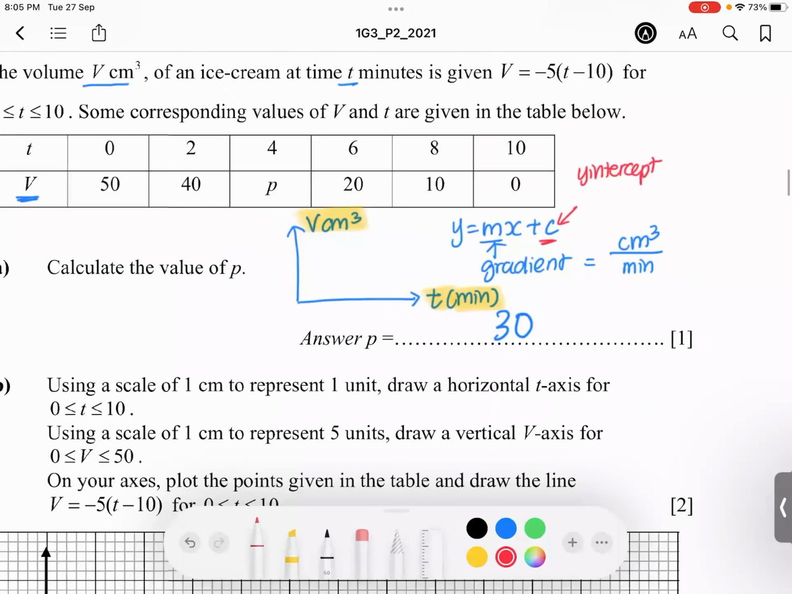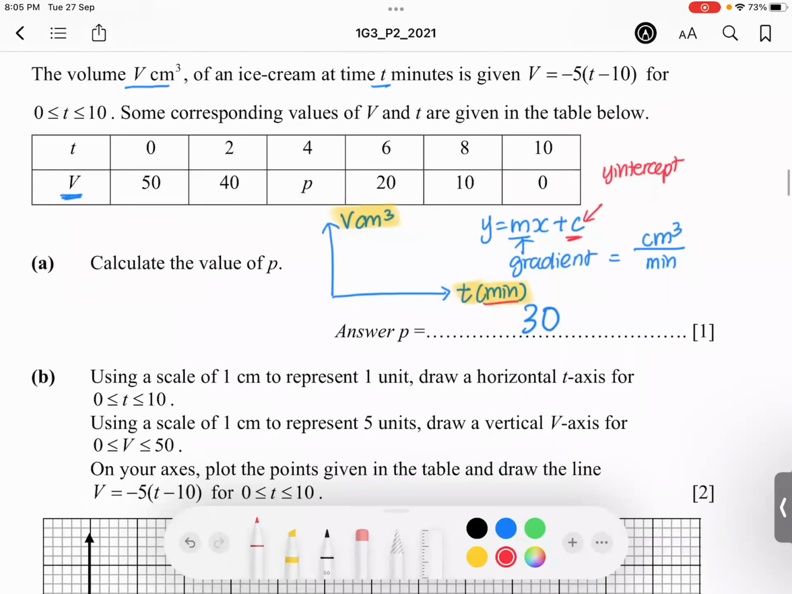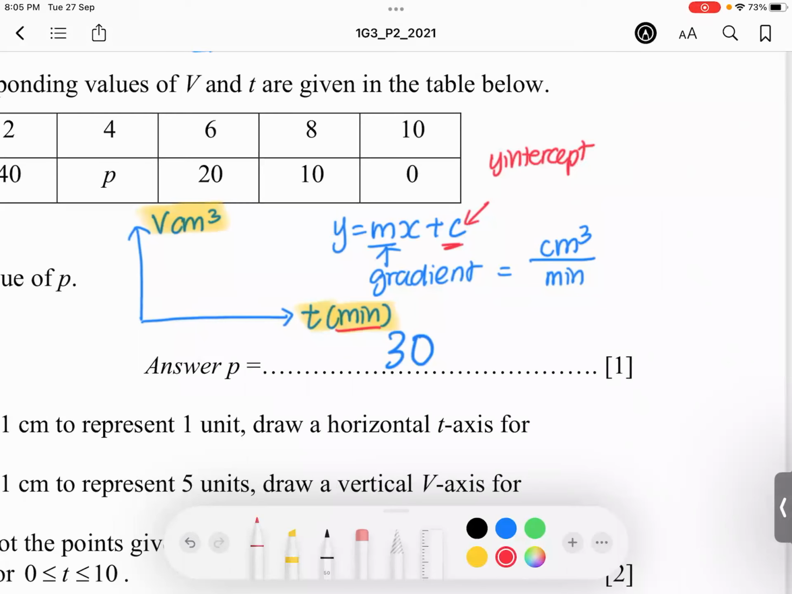But in this case, my x-axis is time t in minutes. So it means when t equals to 0, when t equals to 0, got many things already. You are talking about initial, okay, initial time at the first place when it first started, initial. So when t equals to 0, and my y-axis starts talking about volume. So I'm talking about initial volume. Okay, so this y-intercept will give me the initial volume for your answer.